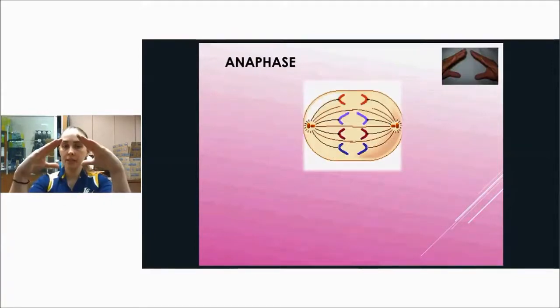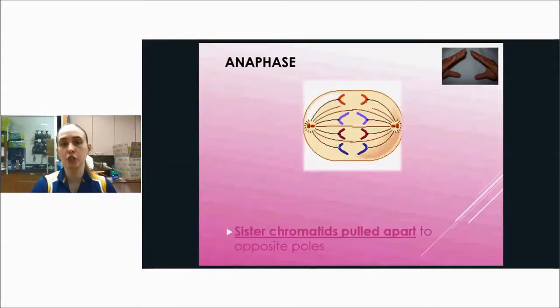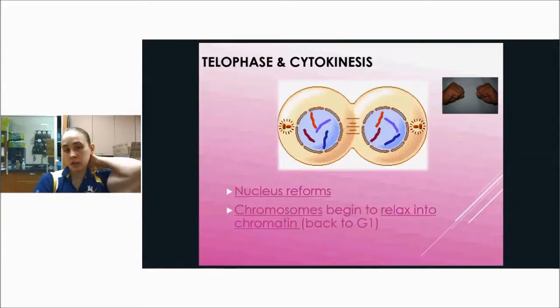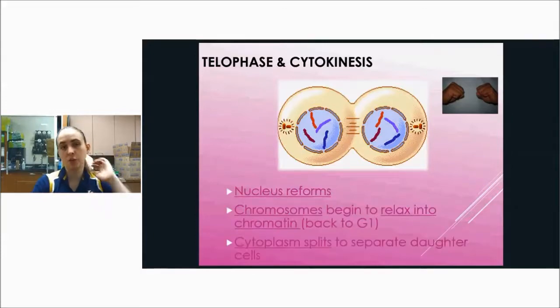In anaphase, the chromosomes are going to split apart. The sister chromatids are going to be pulled to opposite sides. The spindle fibers shorten, sister chromatids go to opposite sides. So they were an X, and now they're going in opposite directions. And in telophase and cytokinesis, the nucleus reforms, and the chromosomes relax back into chromatin, back to G1 phase, and the cytoplasm splits to separate the daughter cells.